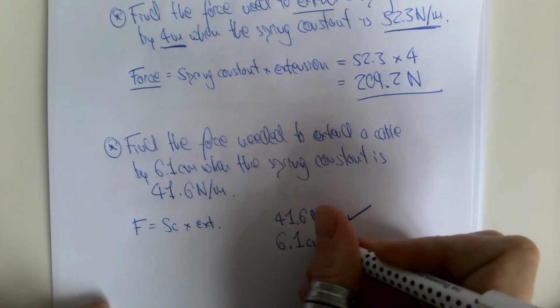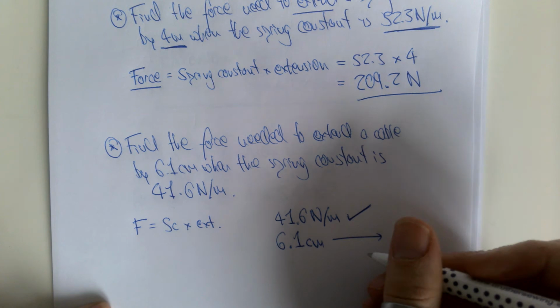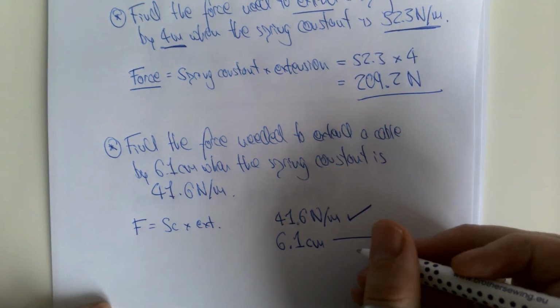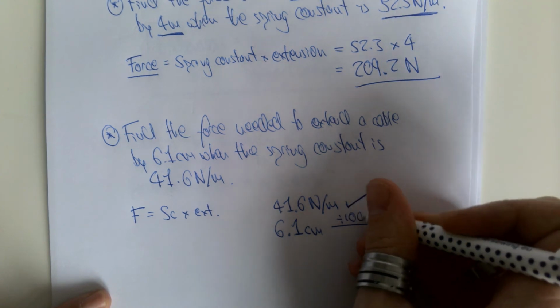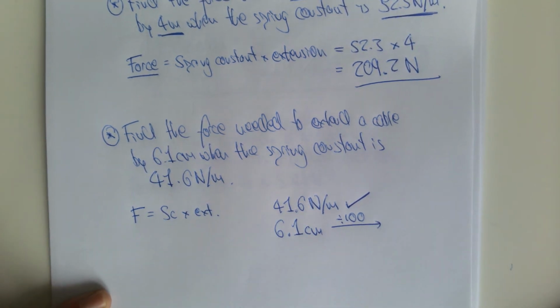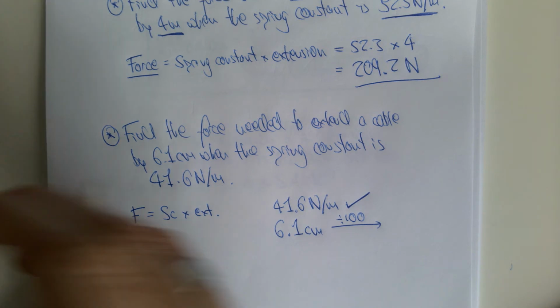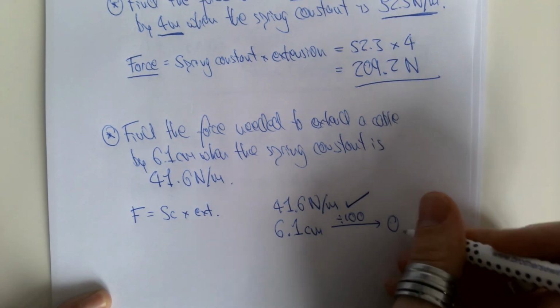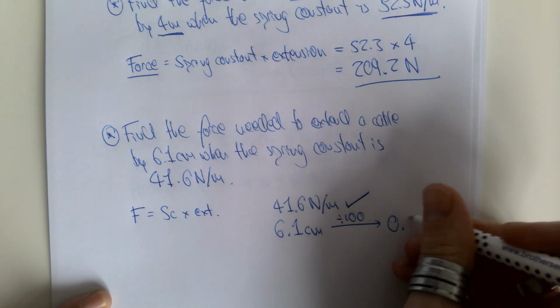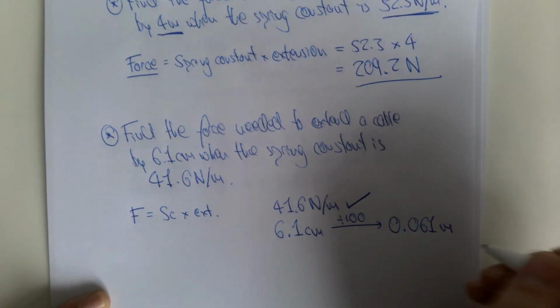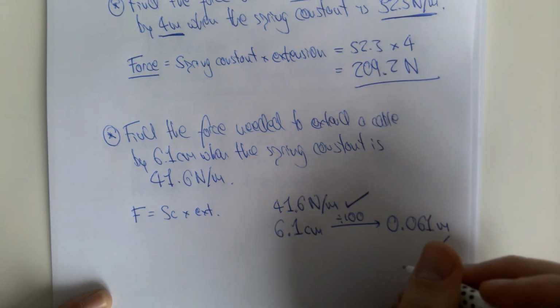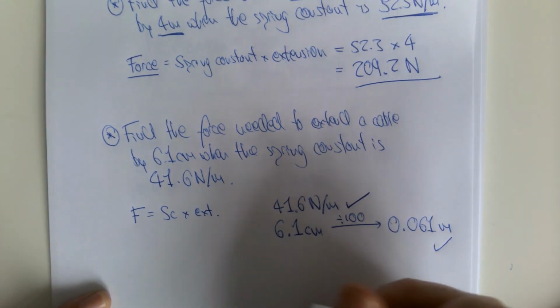We have 6.1 centimeters, which we need converted into meters. In order to convert between centimeters and meters, we divide by 100 because there are 100 centimeters in 1 meter. So 6.1 divided by 100 gives us 0.061 meters. So now we've got extension in the units that we want, and we've got our newtons per meter as we want.